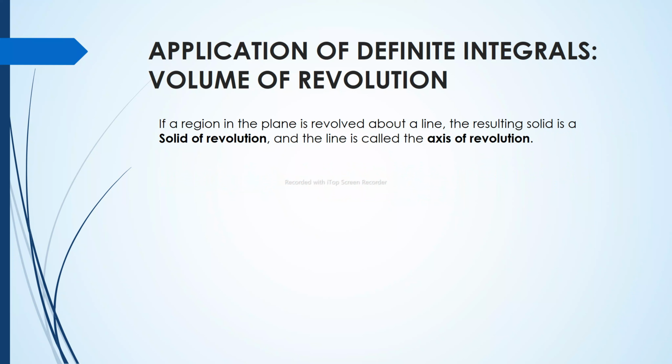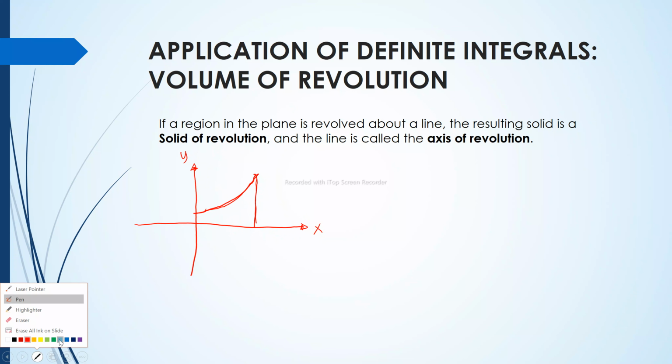Here we have a region in the plane revolving around a line. Say in a plane, we have our coordinate system here, and then there is a region of the plane. Let's say we have a curve like this, and this region of the plane is revolved about the y-axis.